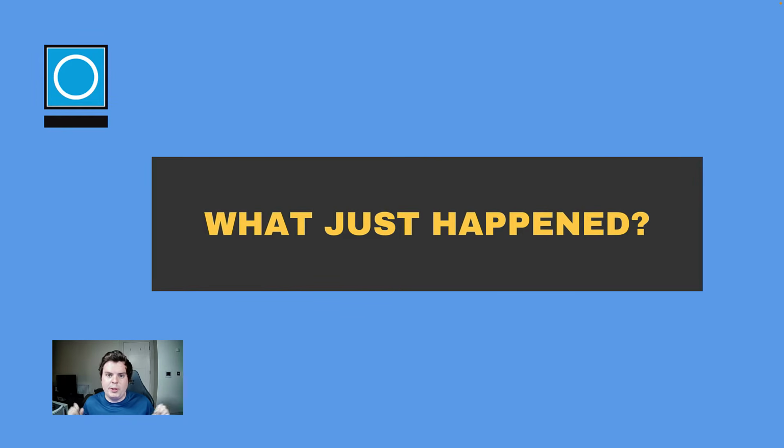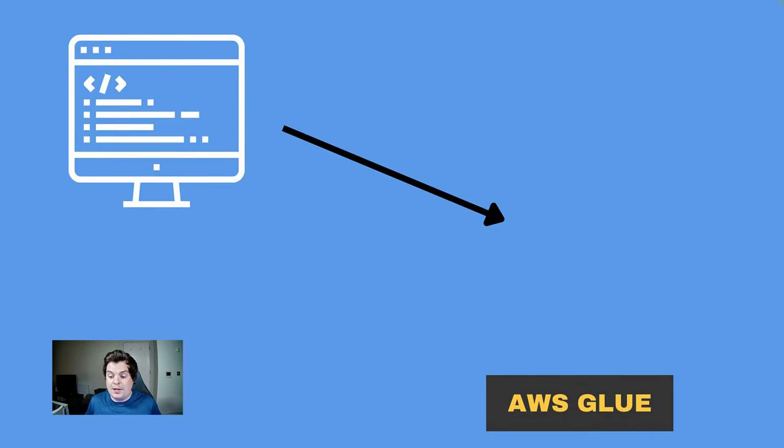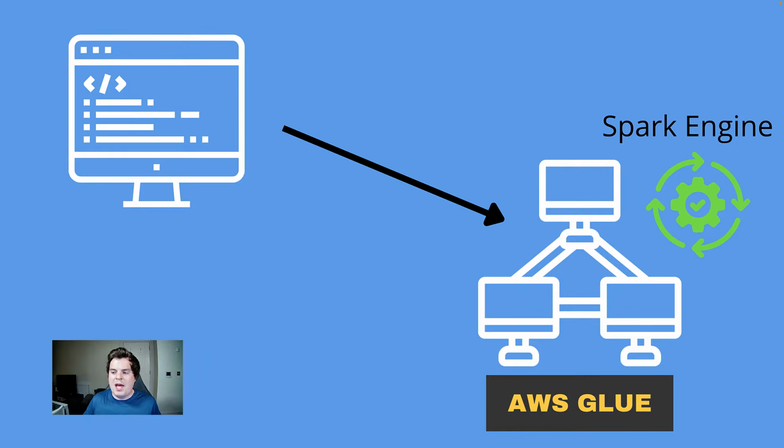Okay, so what just happened? Well, we had a notebook on our local machine, so in this case it was my MacBook. We sent that down into AWS Glue. That ran on a clustered distributed computing system that was abstracted away from us. That was a Spark engine at heart. It processed the information and then it printed back to the screen the results that we saw at the end. So that end result got printed back out into our notebook. So that's what happened at a high level.